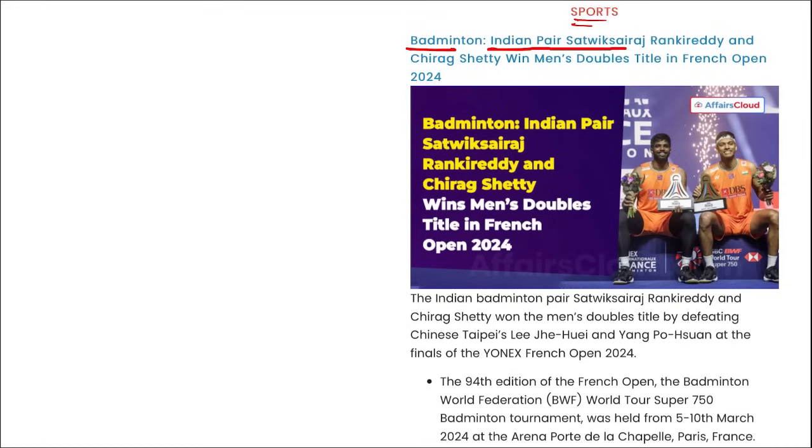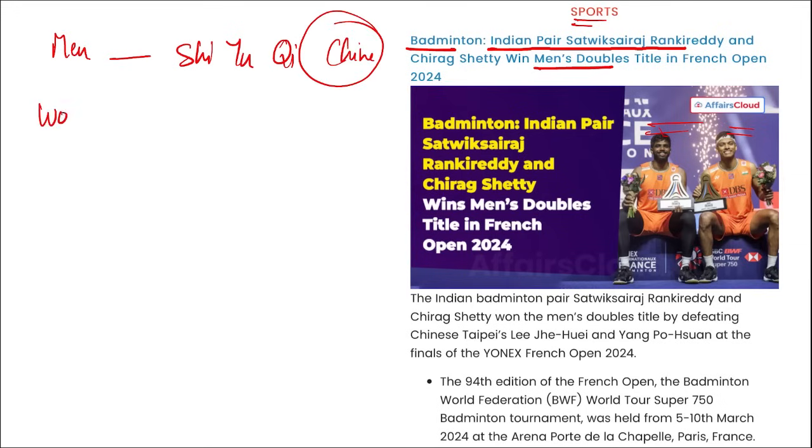Here, the Indian pair Satwiksairaj Rankireddy and Chirag Shetty have won the men's doubles title in the French Open 2024. I repeat, who won the men's doubles title in the French Open 2024? Here you can see both of them, Satwiksairaj Rankireddy and Chirag Shetty. They have won the French Open men's doubles title. Who won the men's singles title? Shi Yu Qi of China. Who won the women's singles title?